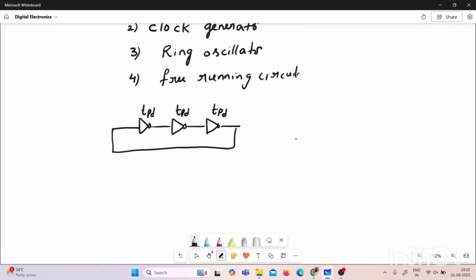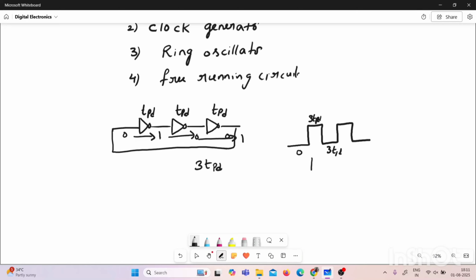Okay. Now the output of this astable multivibrator circuit is like this: 0, 1, again 0, 1, 0, 1, like this. Suppose first we are getting 0, and that 0 is connected like this. That will be changed to 1, and that will be changed to 0, and that will be changed to 1. So from 0 to 1, how much time it is taking? Total duration of 3 into TPD. So from this 0 to 1, it is taking 3 TPD time. And similarly for again 1 to 0, it will take one more 3 into TPD.